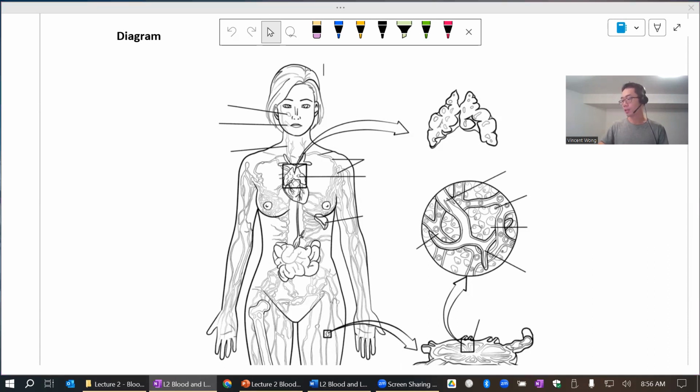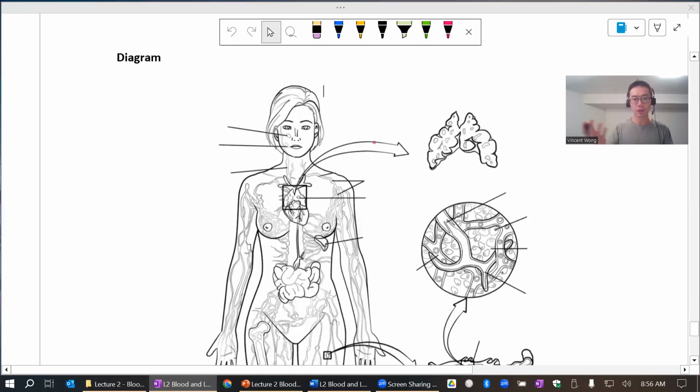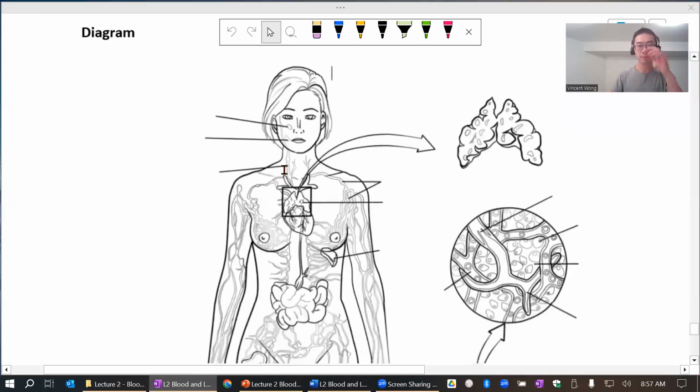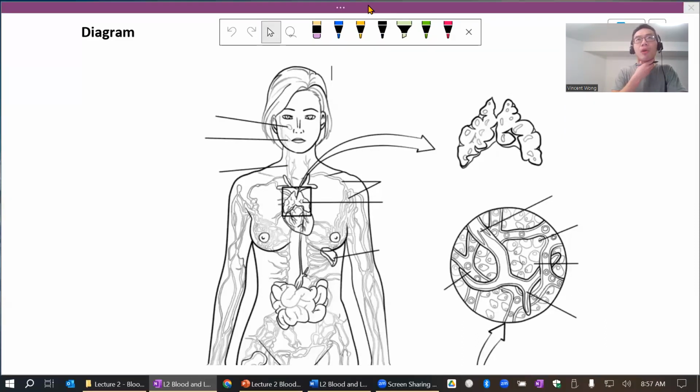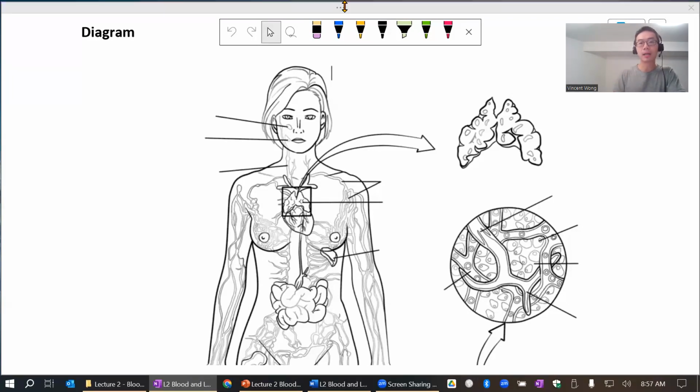So, let's take a look at this picture. This is all the structures that are related to the lymphatic system. Let's label it first, and then I will go back to the PowerPoint and tell you more about it. Okay. So, at the back of the throat, as well as the back of your nose, you have this lymphatic tissue called tonsils. Okay, tonsils. And like I said, you have some at the back of the throat as well.